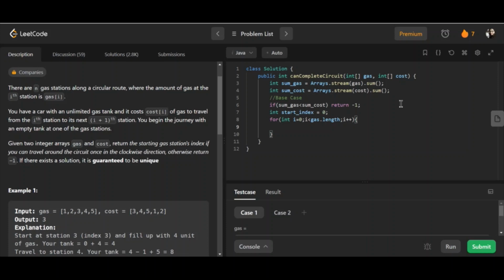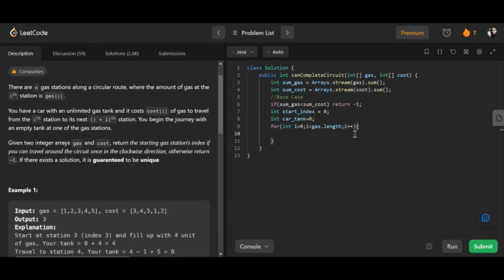Now at first, before that, we have to also initialize the car tank. We are carrying a car tank with the car, right? And we have to fill gas from the stations into our car tank. So initially our car tank is empty, so car tank equals 0. Now starting from the ith station, we will collect gas into our car tank from the ith gas station. So car tank plus equals gas[i].